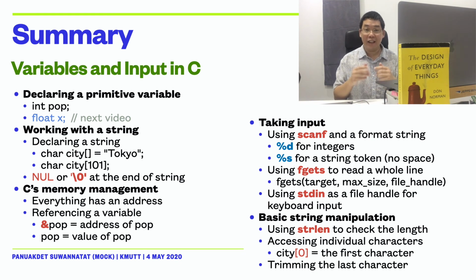Congratulations, you have just learned about basic variables in C, such as int and string, and how to take input and write output. How C keeps your variables and strings inside the memory, and how to take input using scanf and fgets function. Finally, you have learned a little bit about basic string manipulation, such as getting the length of the string using the string length function, and how to trim off the last character in the string by accessing each individual character of the string.